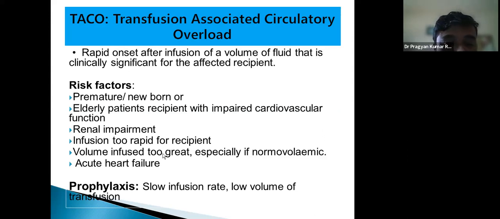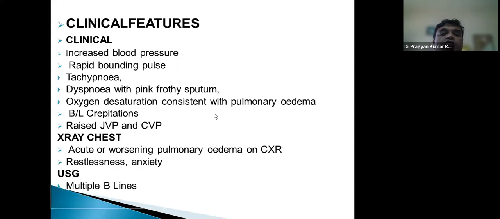So how can you prevent it? Slow the infusion rate and lower the volume of transfusion. Preventing TACO is very easy. Do not be in a hurry to give a blood transfusion, even if your duty is finishing. You can start slow. And if you suspect TACO but blood is required, you have to give it. If blood can be postponed, you can stop it. If blood is definitely required, slow the transfusion rate so that the body can accommodate the new volume.